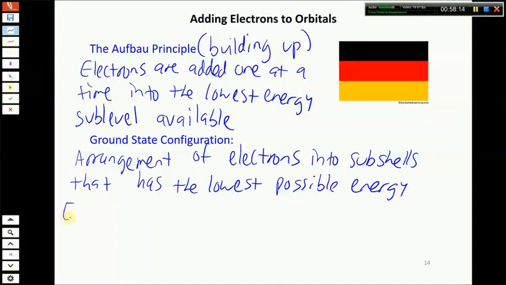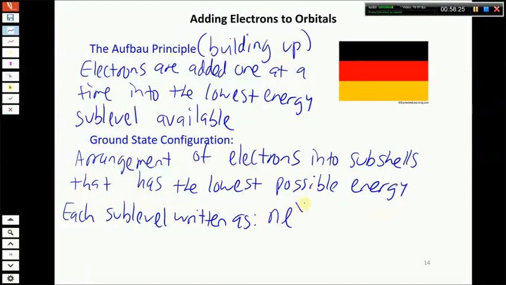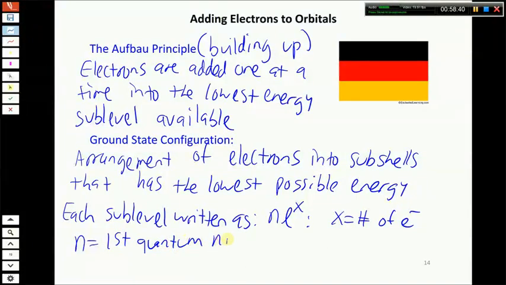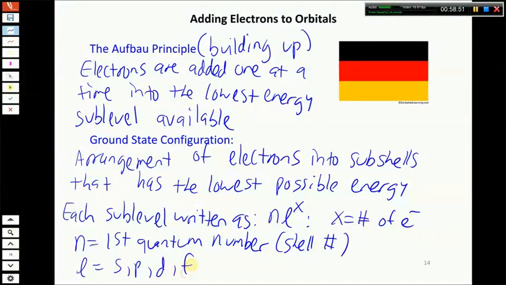All right, so for each sublevel then, we're going to write this sort of notation, nl with a superscript x, where x tells us the number of electrons in that subshell. n is the first quantum number that defines that subshell. So n and l mean the same thing. n has the same definition. For l, we use the letter designation, s, p, d, and f for atoms on the periodic table. So we don't write the numerical value of l when we do configurations, we write s, p, d, or f.